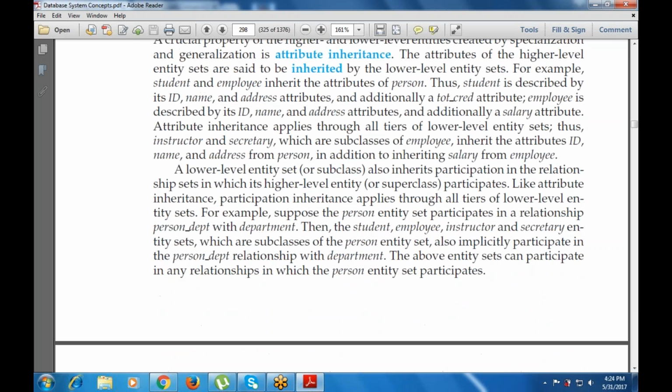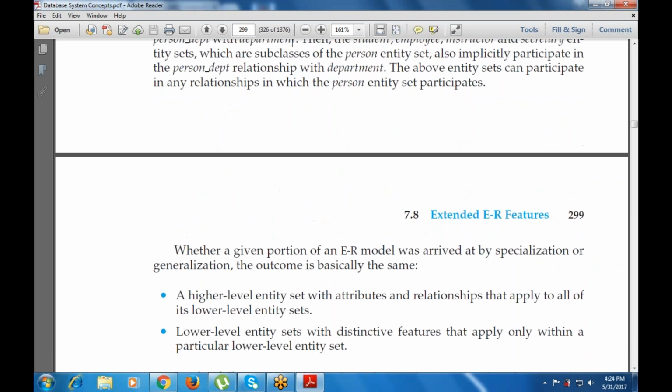In this case, the person entity is in a relationship with the department. Then the student, employee, instructor, and secretary entity sets, which are also subclasses, implicitly participate in that relationship with the department. So these are the relationships that show how one entity contains another, and how attributes are contained in other attributes.